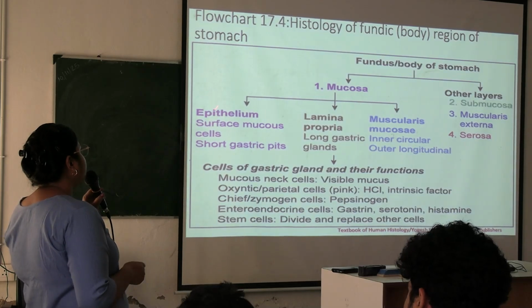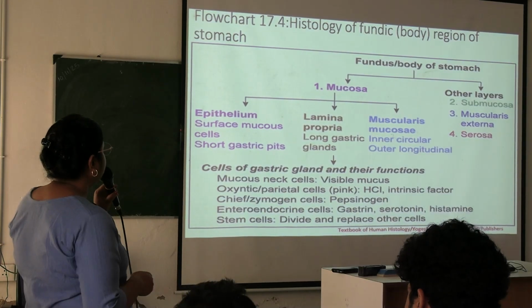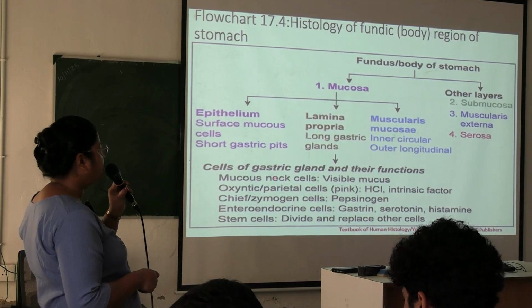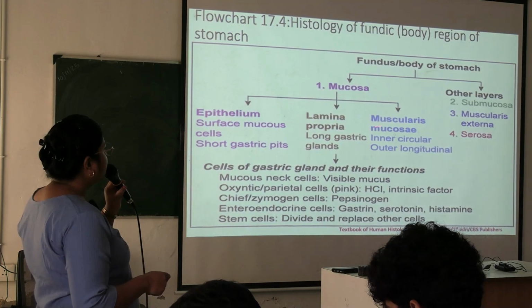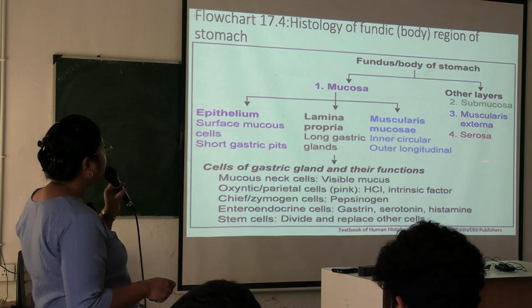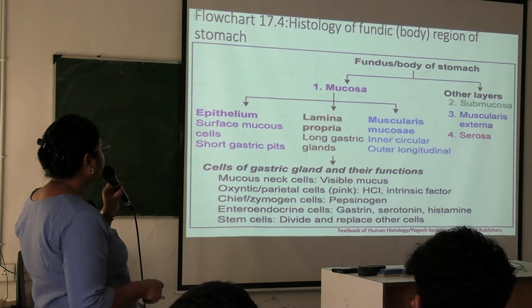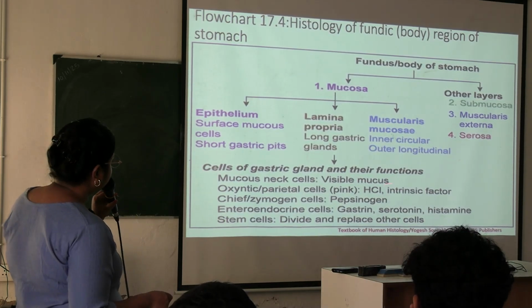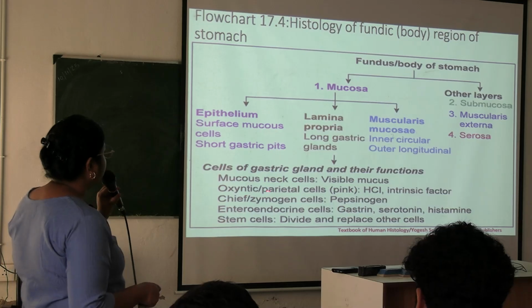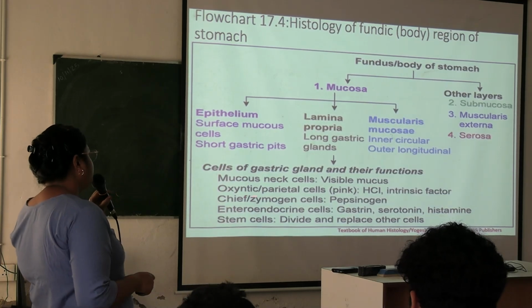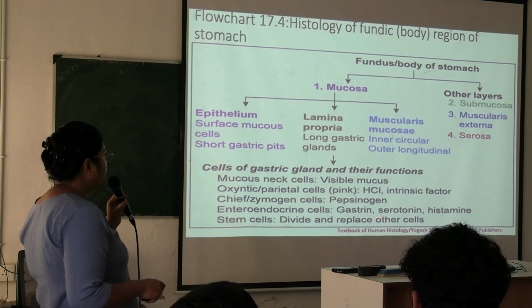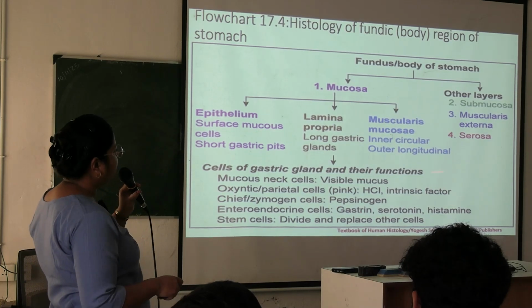Mucosa has these three layers. Epithelium is lined by surface mucous cells and short gastric pits. Lamina propria has long gastric glands. Muscularis mucosa has inner circular, outer longitudinal layer. And these are the cells of gastric gland and their function. Mucous cells secrete visible mucus. Oxyntic or parietal cells stain pink, secrete HCl and intrinsic factor.